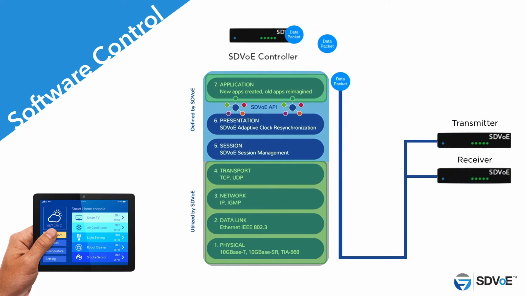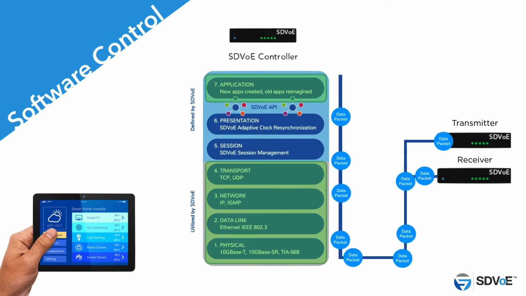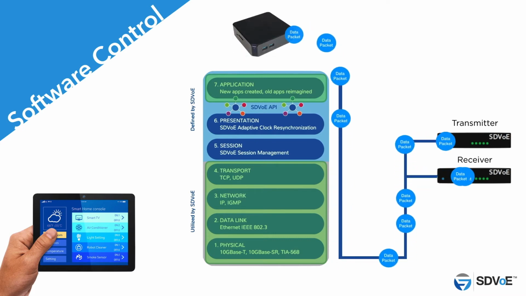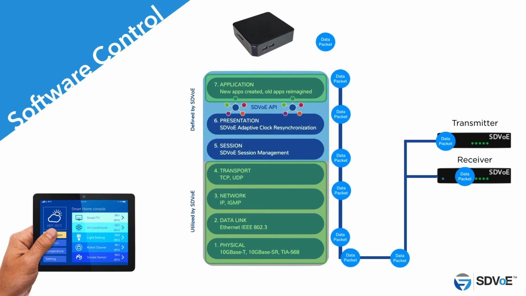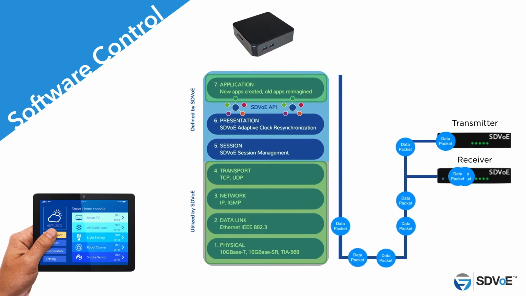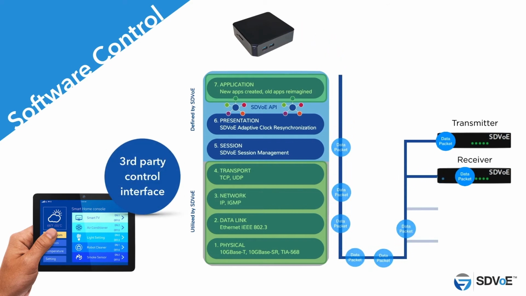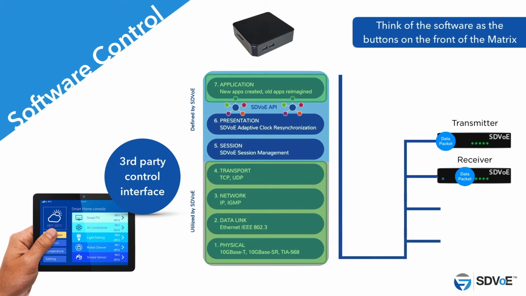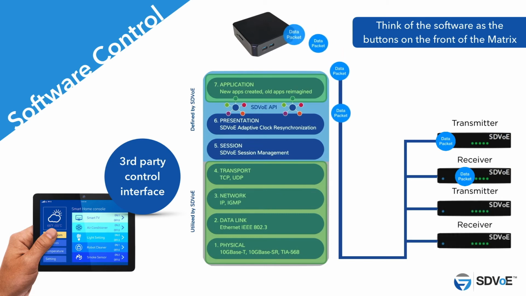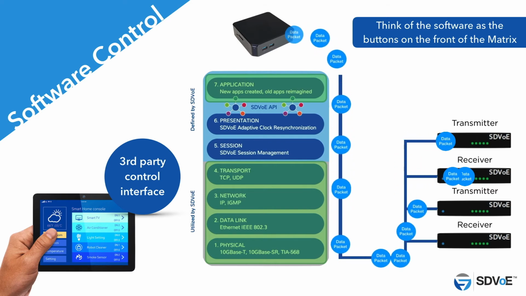There are a number of ways this can work. A popular choice amongst SDVoE manufacturers today is to place this software onto a dedicated small form factor computer which lives on the same network as the transmitters and receivers. This computer then allows any third-party interface to control the endpoints. You could think of this software as the buttons on the front of a matrix switch, but because it's driven by software, it's far more powerful. Not only that, if you need to add more endpoints, you can. You don't need any more computers, you just need to make sure you have enough ports on your network.